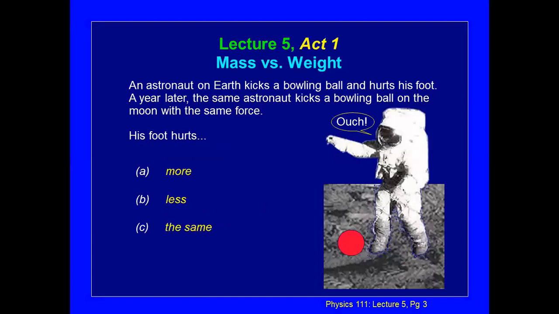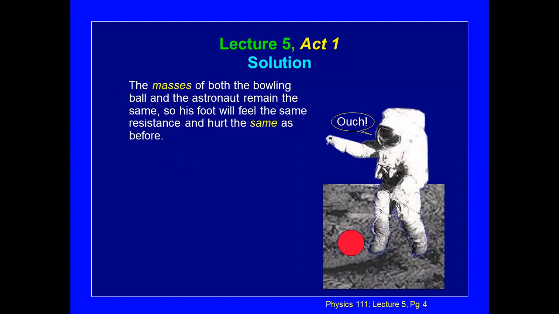We have the following: mass versus weight. An astronaut on Earth kicks a bowling ball and hurts his foot. A year later, the same astronaut kicks a bowling ball on the moon with the same force. Does his foot hurt: A, more; B, less; C, the same? So what is your answer? The masses of both the bowling ball and the astronaut remain the same, so his foot will feel the same resistance and hurt the same as before.